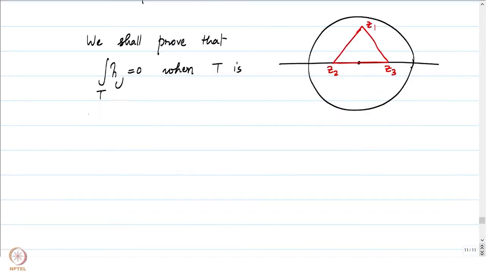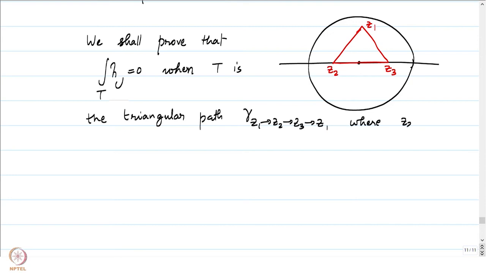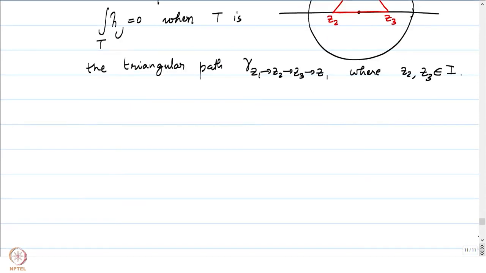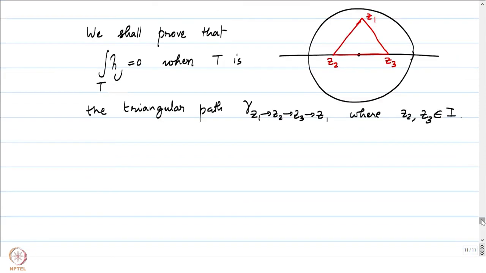So when T is the triangular path gamma z1 to z2 to z3 to z1, where z2 and z3 are on I. So this is the case we will be trying to prove right now. This is the most difficult case. Once we establish this, then we are in good shape to conclude our result.